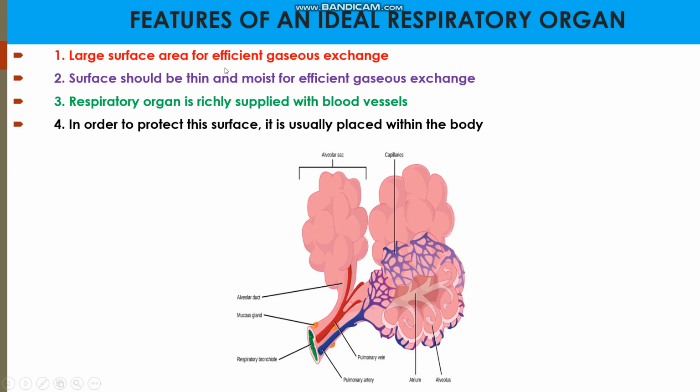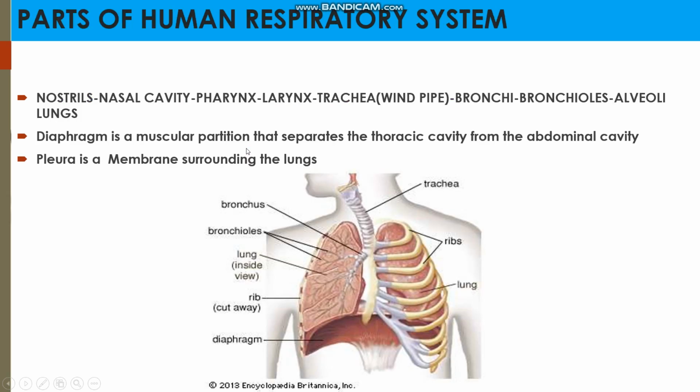So these are the features of an ideal respiratory organ. Large surface area for efficient gaseous exchange. The surface should be very thin and moist for efficient gaseous exchange. The respiratory organ should be highly vascularized, and also it should be placed within the body.